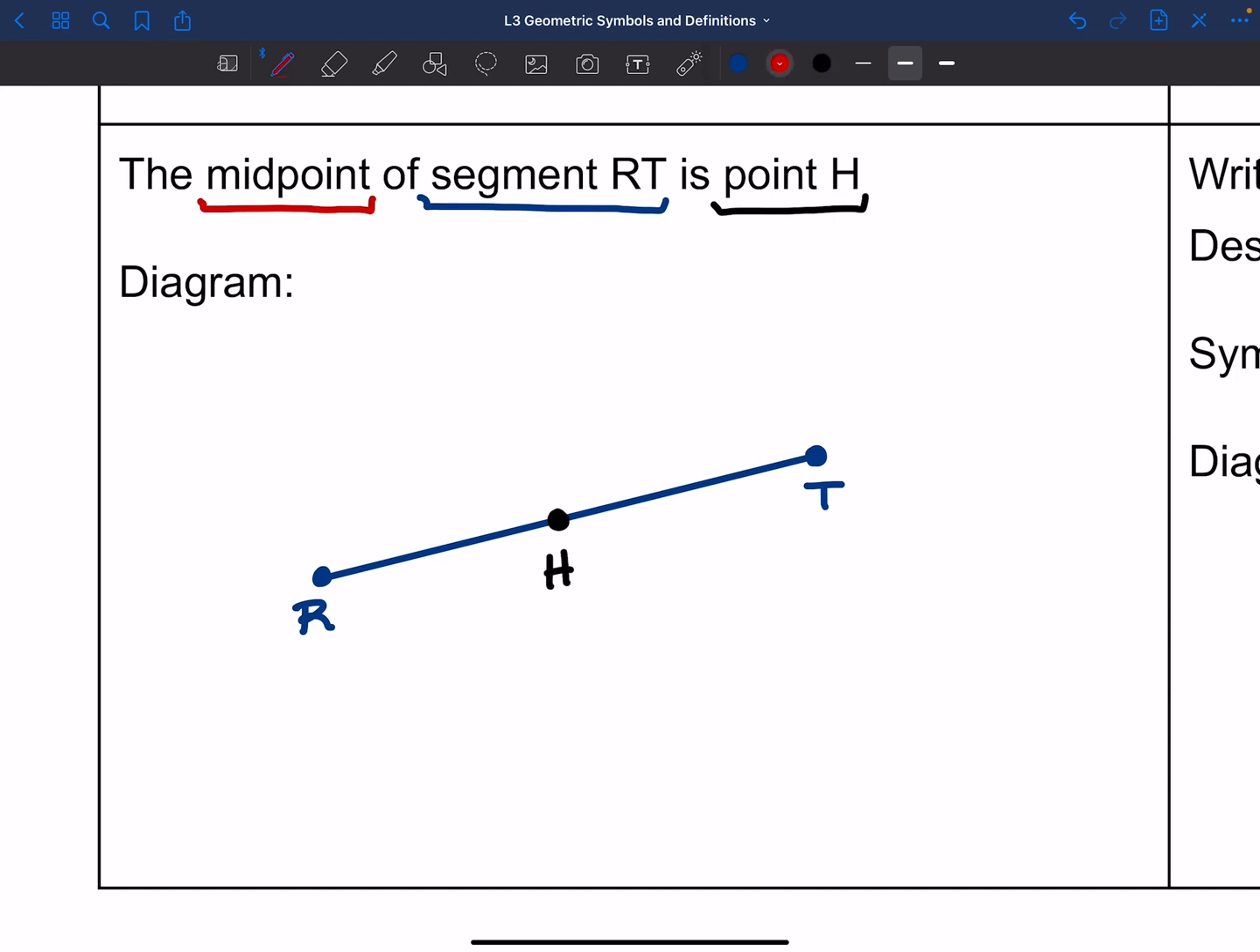To show us that that is the midpoint, what I need to do is put those little tick marks on the inside of it, showing that that half on the left is equal to, the same exact size as, the piece on the right. So again, hopefully this isn't so super duper bad.